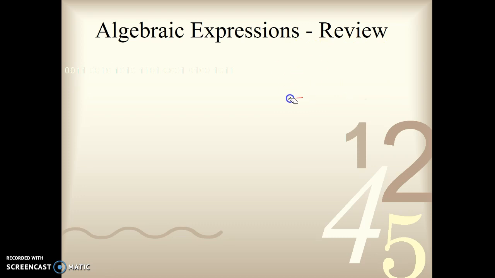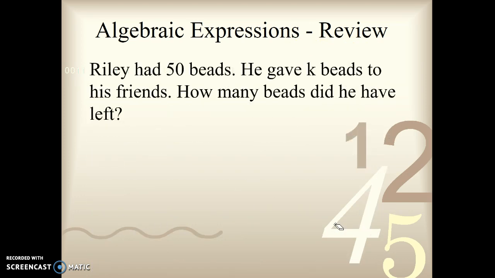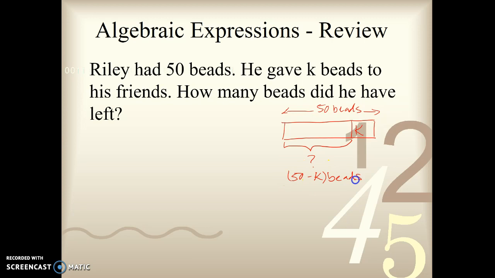So the other day we talked about algebra with addition and subtraction. So let's review that really quick. Riley had 50 beads. He gave K beads to his friends. How many beads did he have left? Remember that we did a lot of modeling the other day. And this model would look like this. So Riley had 50 beads to start with. He gave away K beads. How many did he have left? Well, these were pretty easy to write, weren't they? The algebraic expression for this problem would be 50 minus K beads. And that's how many Riley had left.